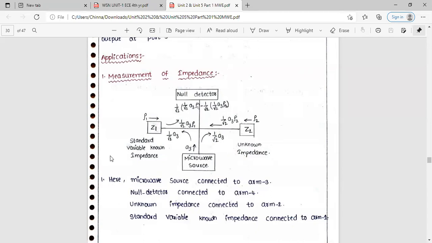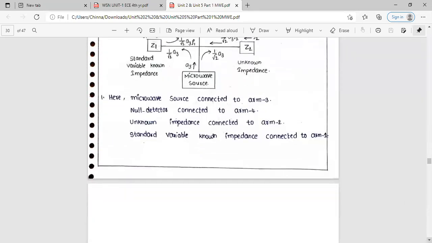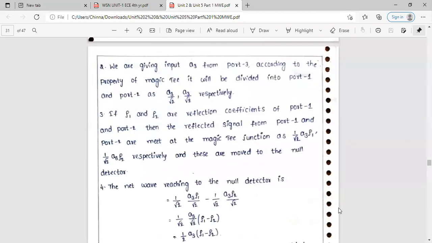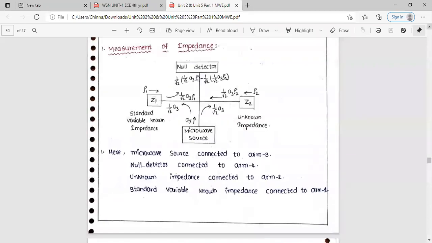Z1 and Z2 are the normal waveguide representations, taking port 1 and port 2. This is the magic tee, showing how the ports are connected. We give the input A3 from port 3. According to the property of the magic tee, it will be divided equally between port 1 and port 2. So from the microwave source we give the input A3, and whenever the source is distributed, it is divided into two ports, an equal distribution.